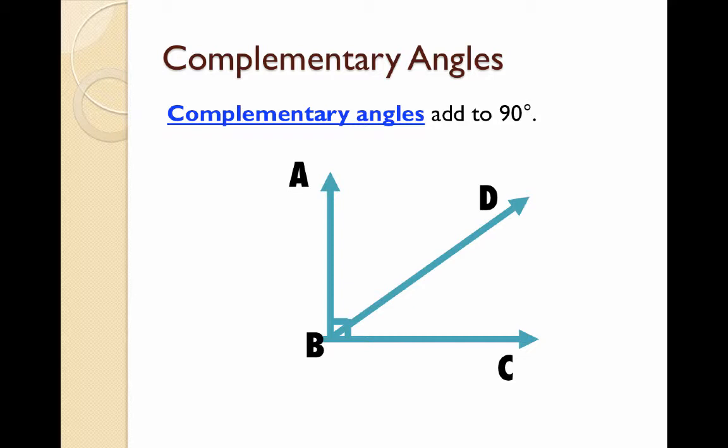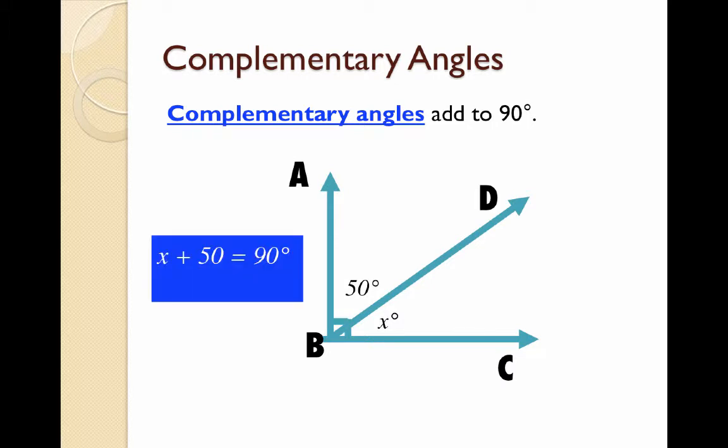If I know what one of the angles is, let's say it's 50 degrees, then I could be asked to find the other angle. In this case I'm calling it X. In order to work this out, I ask myself, what number plus 50 will give me 90? And I write it out as X plus 50 equals 90. Now I know that 40 plus 50 gives me 90, so my X has to be 40 degrees.